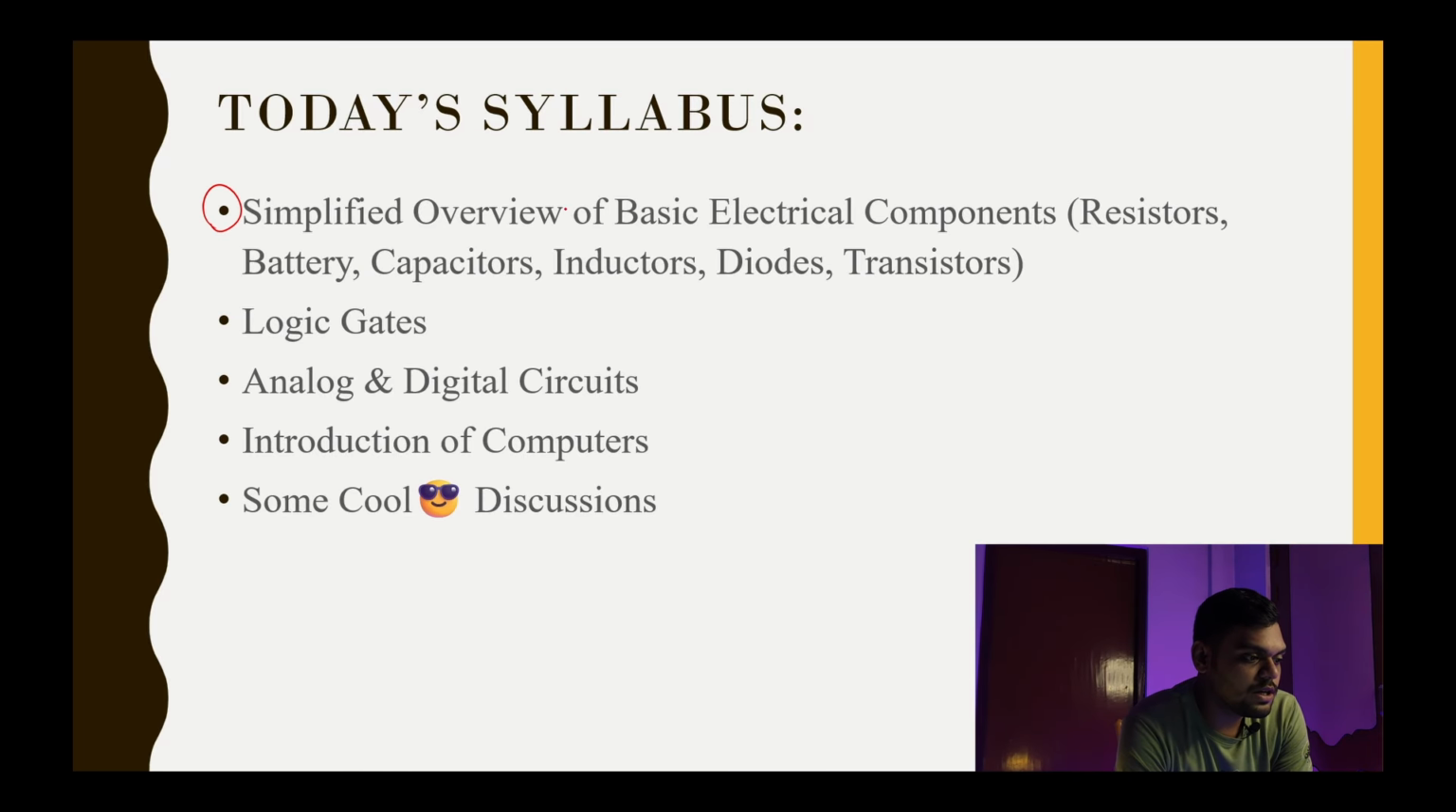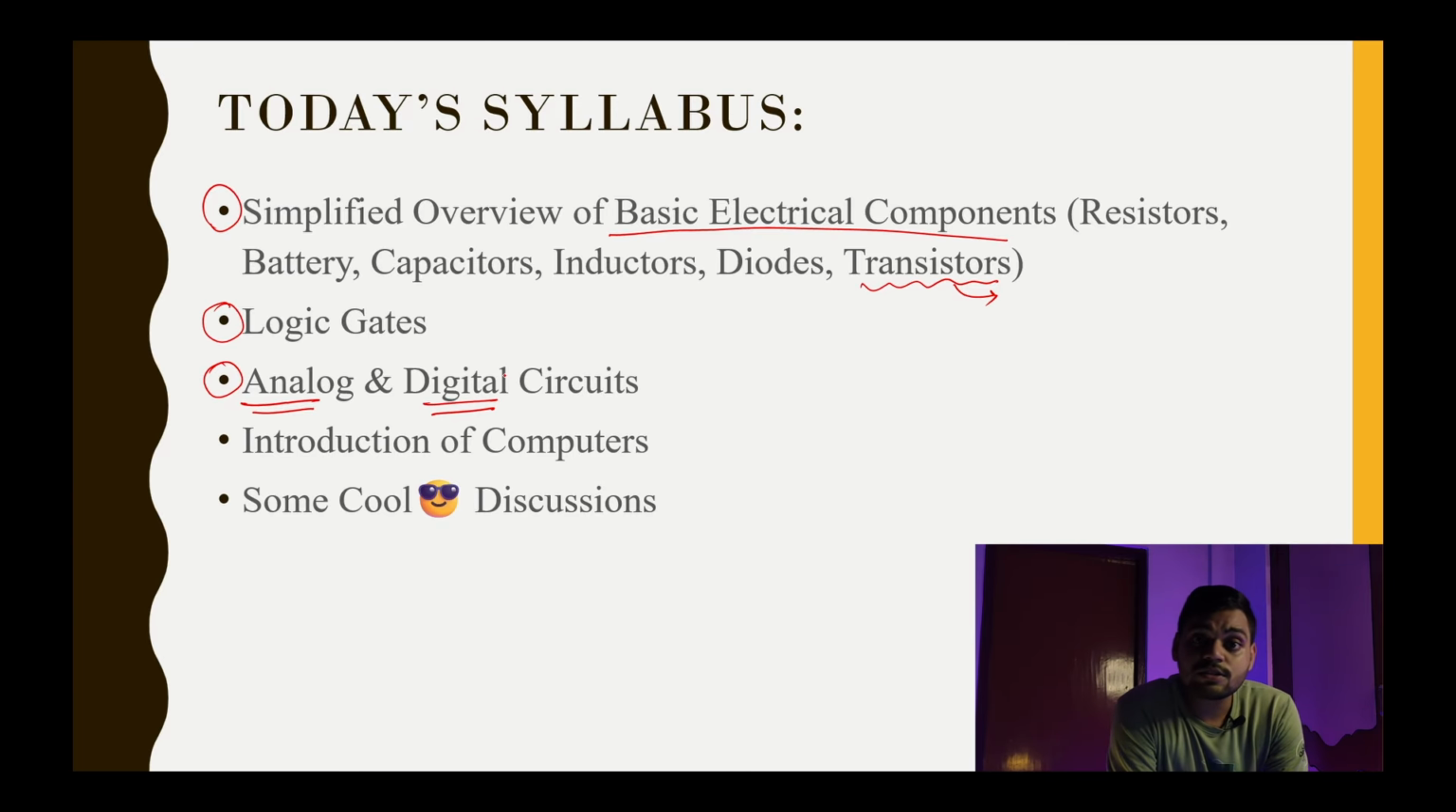So today's syllabus will be a simplified overview of basic electrical components like resistors, battery, capacitor, inductor, diode and transistors. Transistors are a bit more complicated, so we'll deep dive into that. After that, we will discuss logic gates, and then two types of circuits: analog circuits and digital circuits. After that, we will jump into the introduction of computers. Here we will see how hardware components are arranged in computers and how they actually function. After that, we will have some cool discussions. So wait till the end.